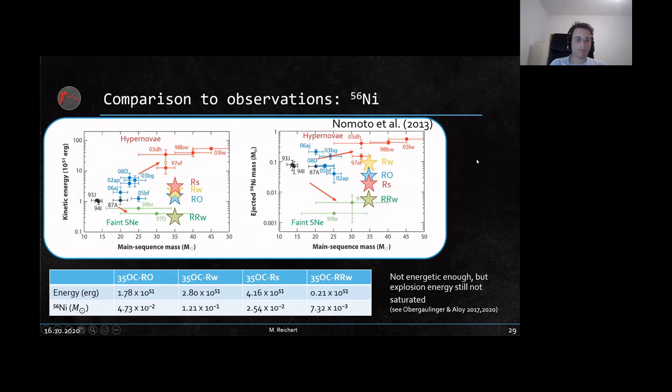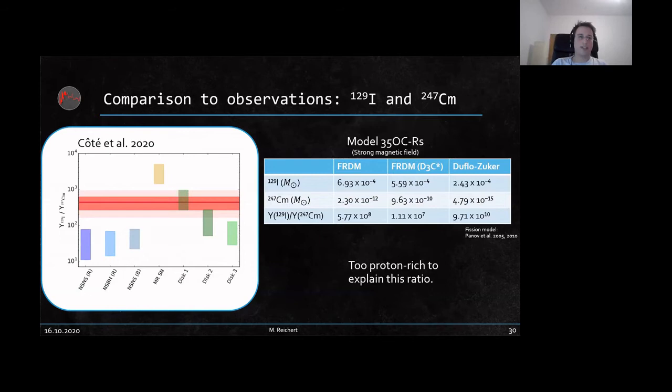Another interesting thing that you can compare to observations comes from the analysis of meteorites. And I don't want to go into detail, but apparently it has been shown in this paper from Côté in 2020 that you can measure this iodine-129 to curium-247 ratio. And curium-247 is quite heavy, so we can only compare it to the model with the strong magnetic field. But apparently if you look at the ratios, they're way up from this plot. And the reason for this is that the model is simply not neutron-rich enough to synthesize enough curium.